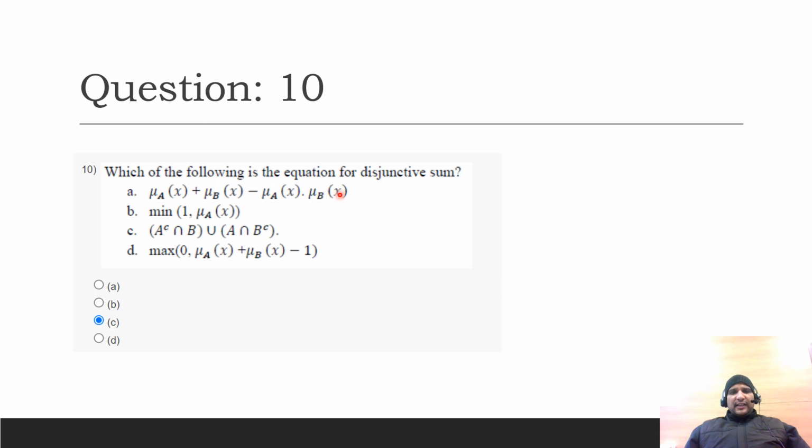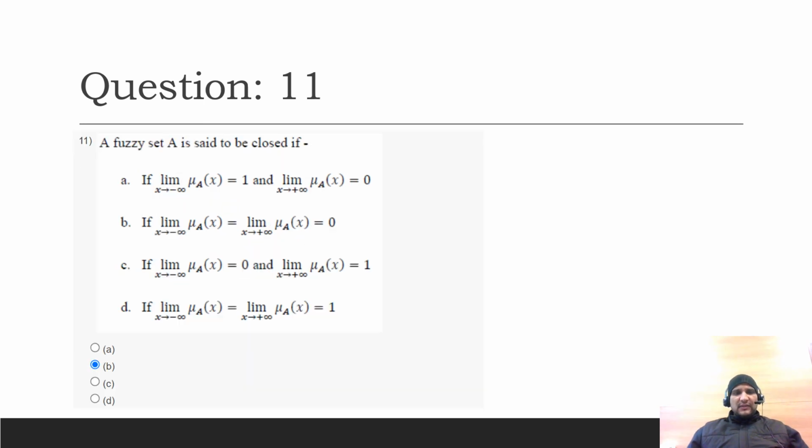Which of the following is an equation for disjunctive sum? There are numerous properties available in fuzzy sets. Out of that, there is one property, disjunctive sum. According to that, option C will be the correct answer: A complement intersection B, union A intersection B complement. So answer option C is correct.